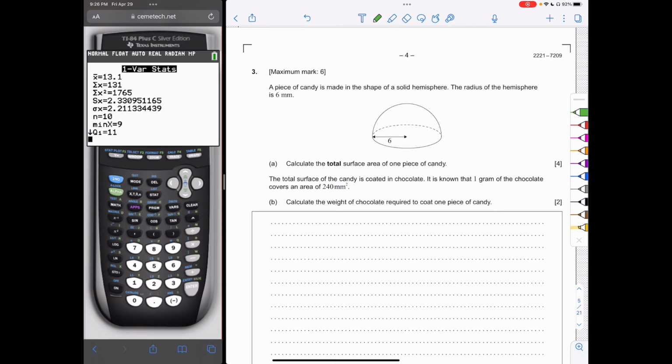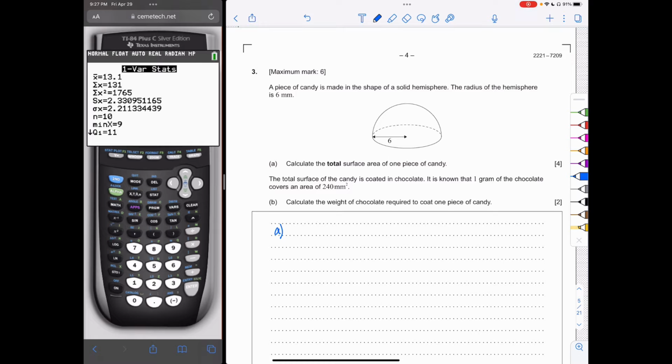So number 3, it says a piece of candy is made in the shape of a solid hemisphere. The radius of the hemisphere is 6 millimeters. Calculate the total surface area of one piece of candy. So here we have a piece of candy that's a hemisphere. So in order to figure out the total surface area, we would have to find the surface area of a sphere first and then divide it by 2. But you will have to understand that that will only give you the curved part of it, and we will still have to find the area of the base, which is a circle.